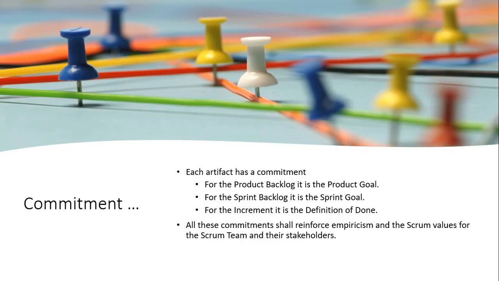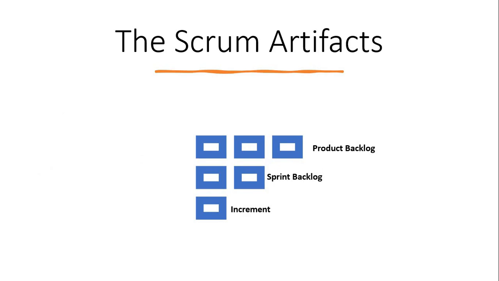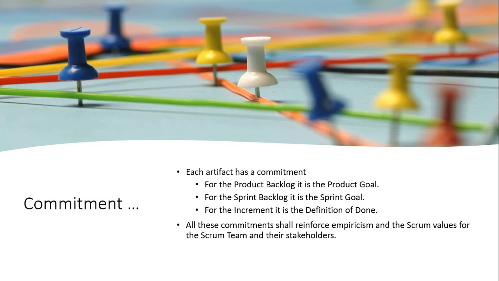Well, there is something more called commitment. Each artifact is connected to a commitment. There are three artifacts we have seen, right? Let me reiterate them. Product backlog, sprint backlog and increment. These three artifacts are connected with the commitment. Each of them has a commitment. For the product backlog, the product goal is the commitment. For the sprint backlog, the sprint goal is the commitment. For the increment, the definition of done is the commitment.